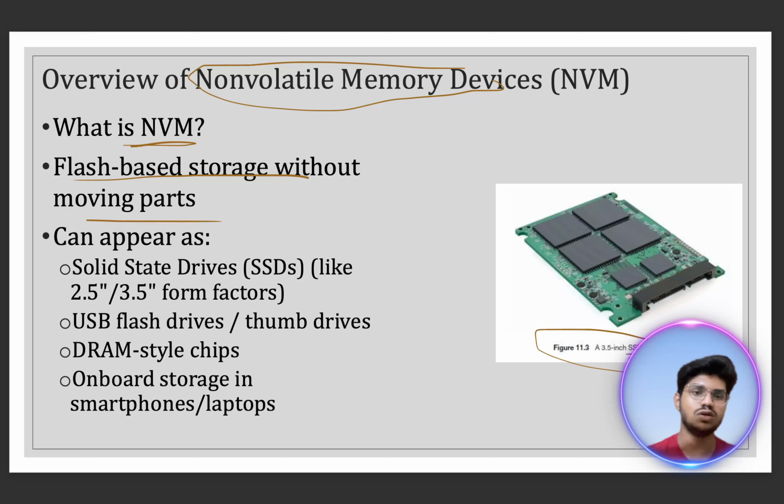Okay, so you can see that these solid state drives are an example of flash drives. This chip-based secondary storage, or chip-based storage, is known as flash drive, like your pen drive, USB drives, your DRAM-style chips, or the onboard storage in your smartphone or laptop. All of those come under flash-based storage, that is, without any kind of moving parts.